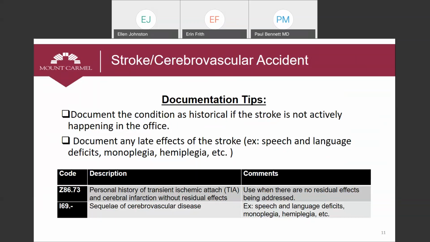The first is the basic historical code for a TIA without any residual effects. The second code is what would be used if the patient was experiencing long-term difficulties. The last few digits of this code are for the physician to specify which deficits the patient is experiencing. For example, speech and language deficits, or hemiplegia, or paresis.